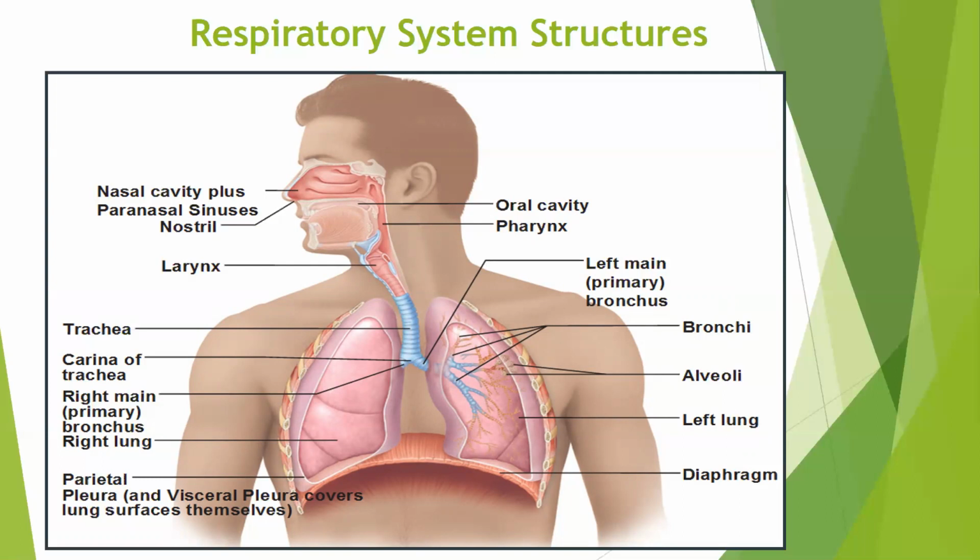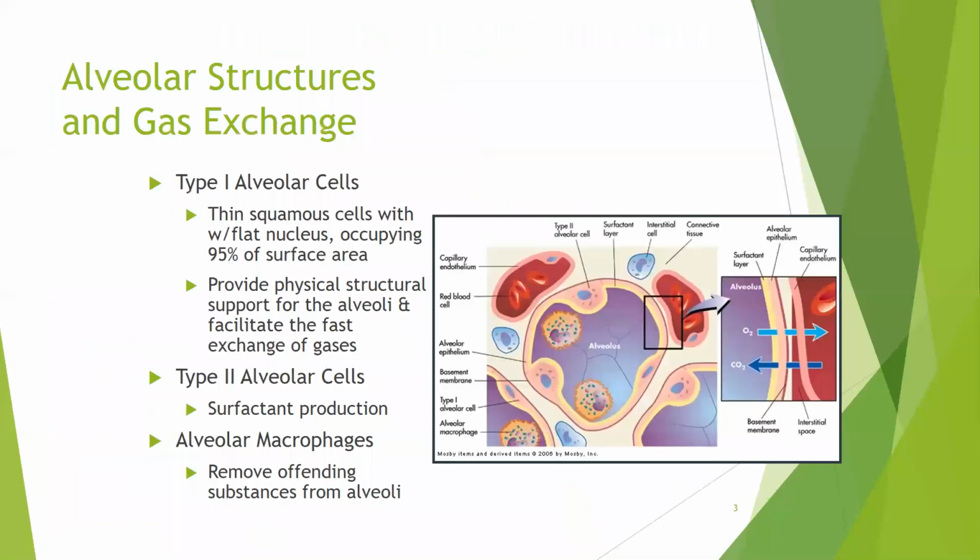At the very end of the bronchioles are the alveoli. The alveoli play an important role in gas exchange. This is where the oxygen and CO2 exchange takes place. We can see there are alveolar structures and their roles. This will become more important later as we discuss the specific disease processes, especially emphysema.